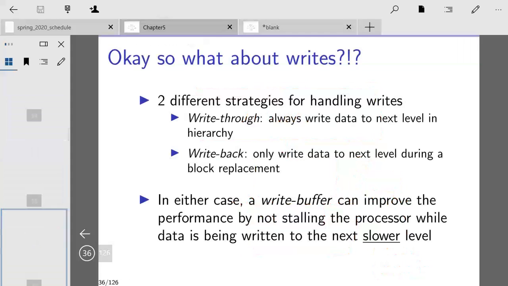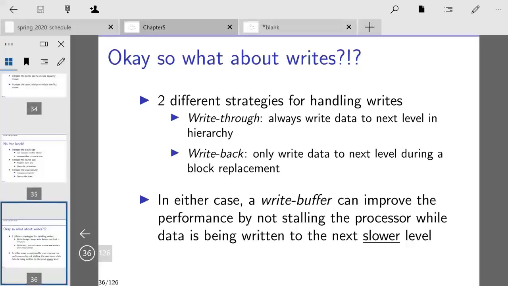Oh, by the way, quiz time. Define write through and write back. Define each of those strategies. That's your first quiz question.